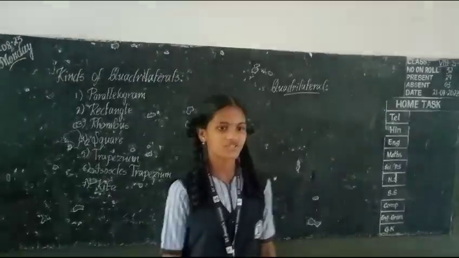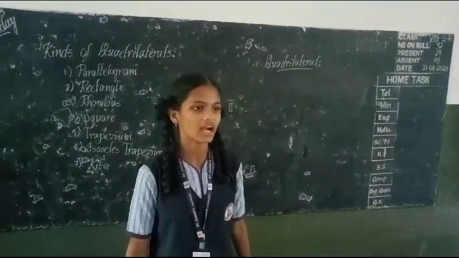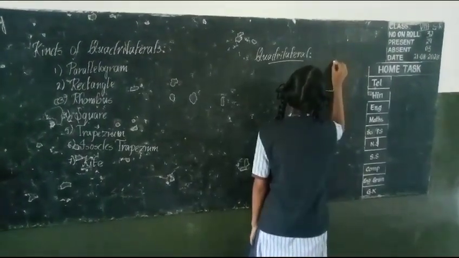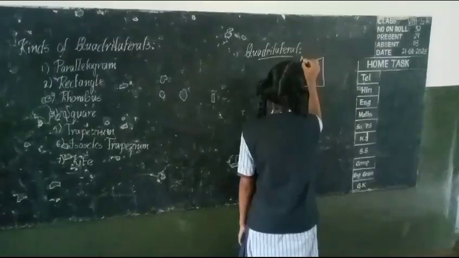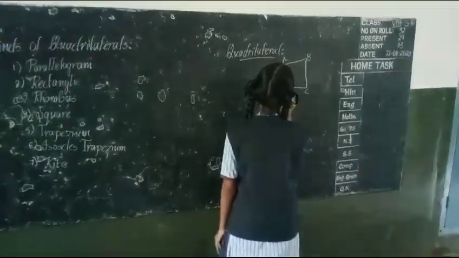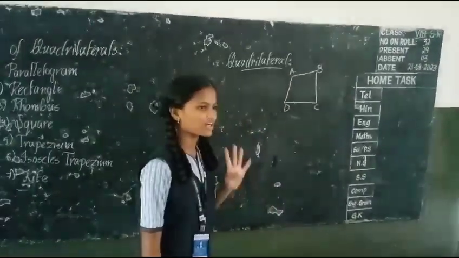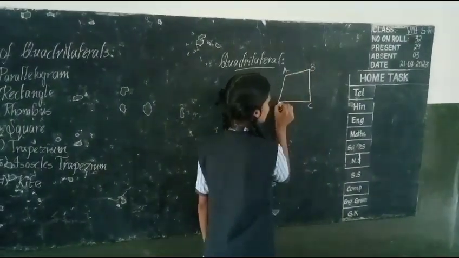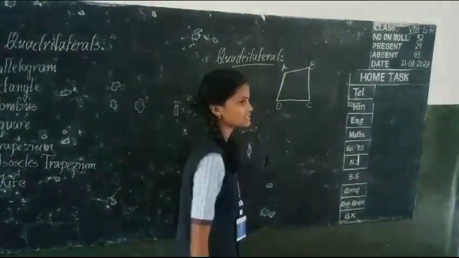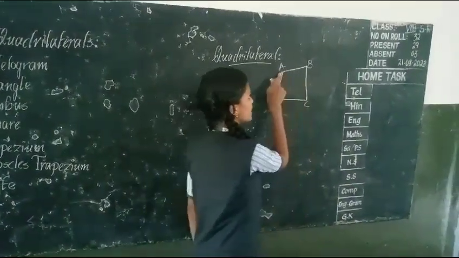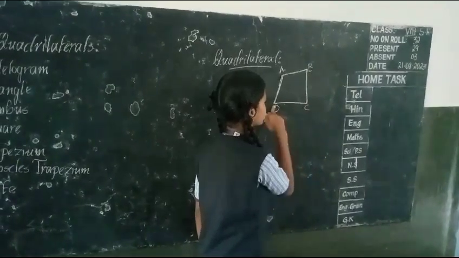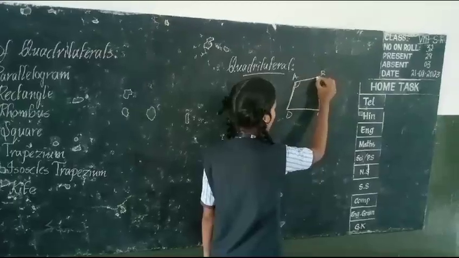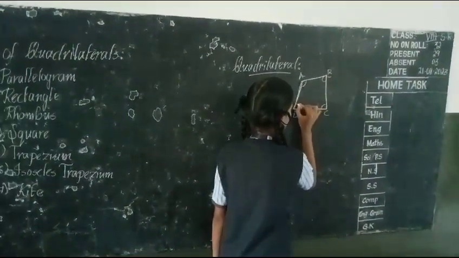Quadrilateral. A simple closed figure formed by four line segments is called a quadrilateral. This is a quadrilateral ABCD. There are four sides in a quadrilateral: AB, BC, CD and DA. There are four vertices in a quadrilateral: A, B, C and D. There are four angles in a quadrilateral: angle A, angle B, angle C and angle D.